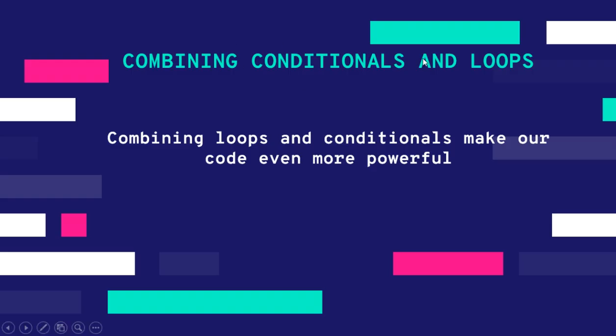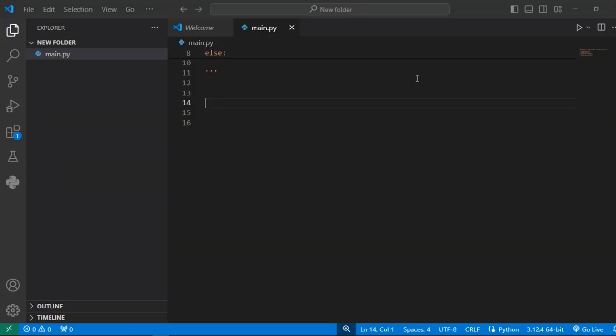So then, combining conditionals and loops. Now if you combine loops and conditionals, it can make your code more powerful. So let's quickly try that. I want to combine loops and conditionals.